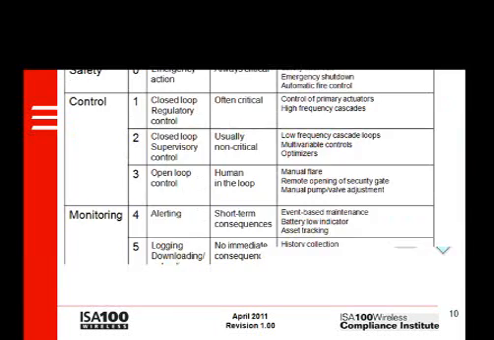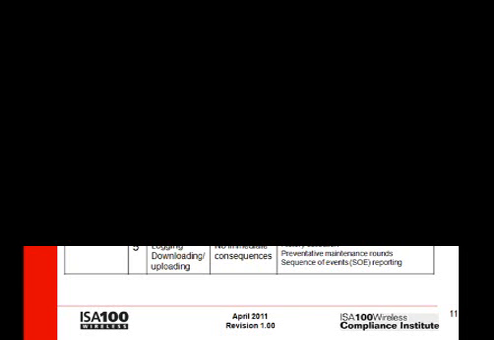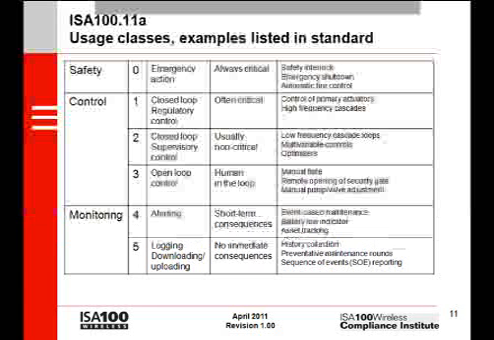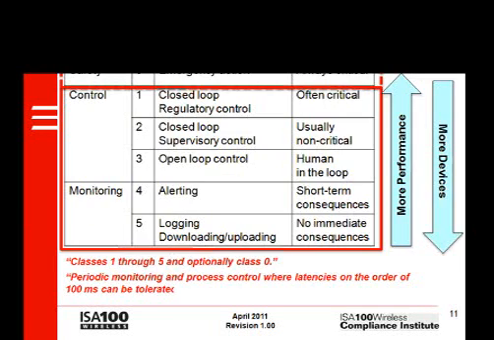This slide duplicates some usage class examples from the standard. We don't have time today to discuss these examples in any detail. It is provided here as a convenience, so you can review it yourself. A quick scan of this list will show that ISA100 is designed to support a broad range of applications. A single wireless architecture is intended to support high-frequency cascades and history collections all at the same time. So, the standard isn't just for monitoring.